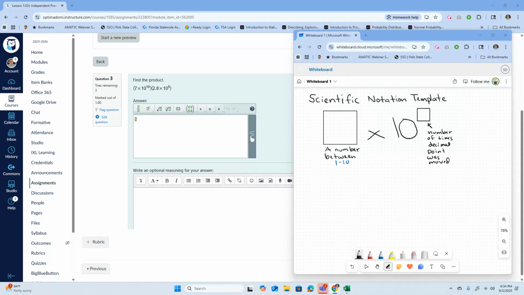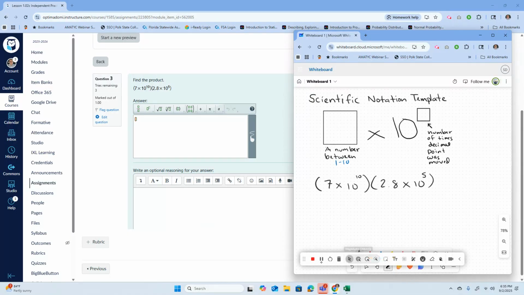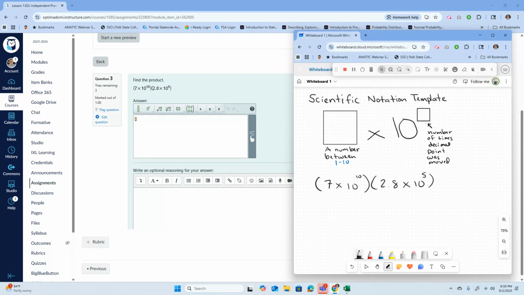In problem 3, they're basically asking you to multiply these two numbers in scientific notation: 7 times 10 to the 10th power multiplied by 2.8 times 10 to the 5th power. How do you multiply? You multiply the coefficients with the coefficients. In other words, you multiply the 7 by the 2.8.